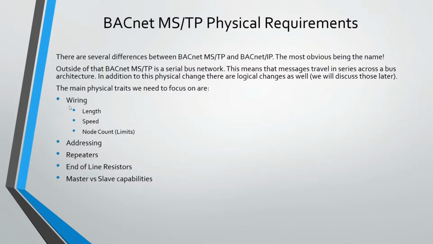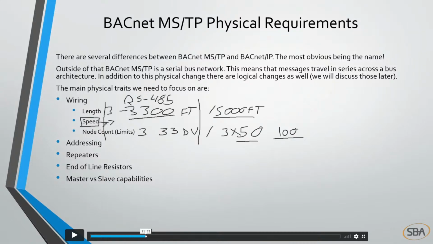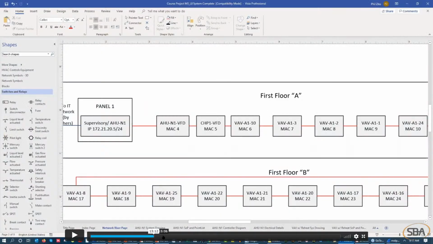They have to be unique for each device on that particular field bus, whereas a device ID has to be unique across the entire BACnet network. The physical address, the MAC address, only has to be unique across that individual field bus. And then there are repeaters and end-of-line resistors, which keep the signal from reflecting and causing all sorts of interference and collisions. I'll fast forward a little bit here.